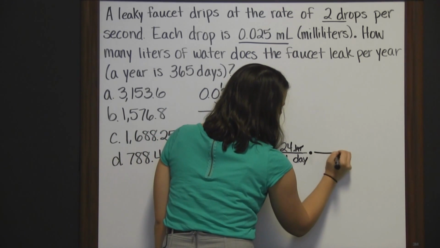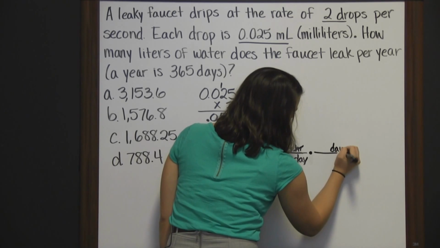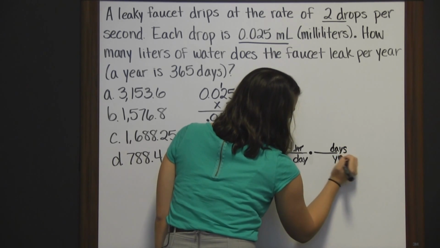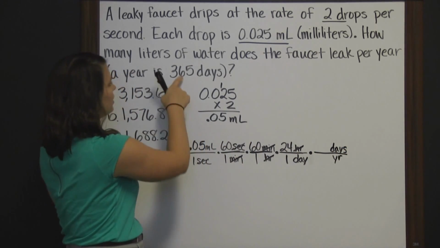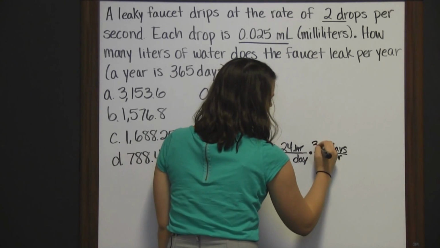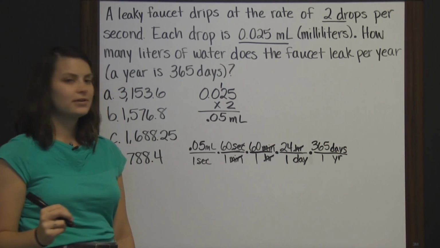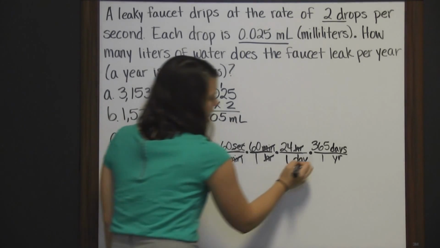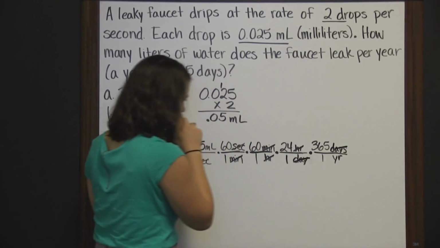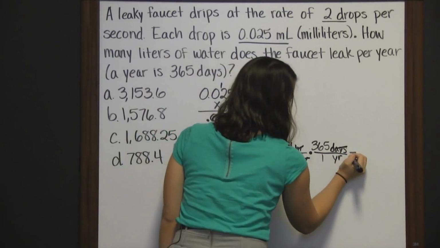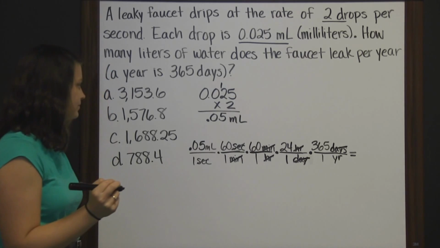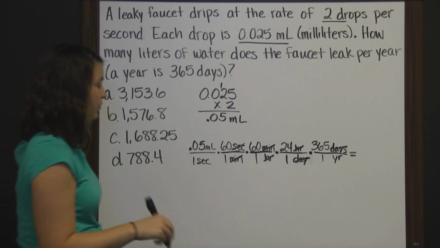So now I need to multiply times how many days are in a year. And that one they told us 365 days in 1 year. Whew! So I have a lot to multiply. I cross cancel these days. So we can start anywhere.